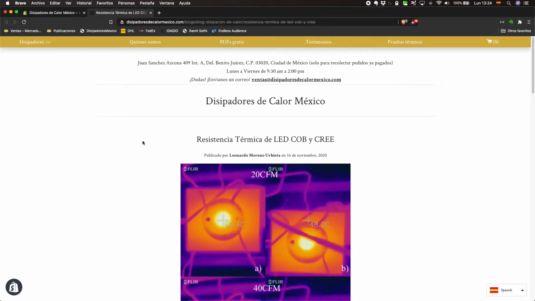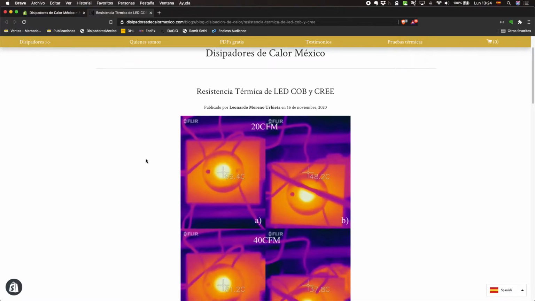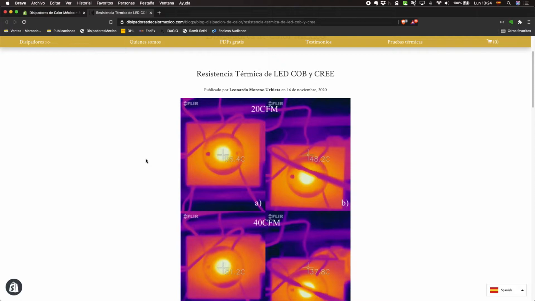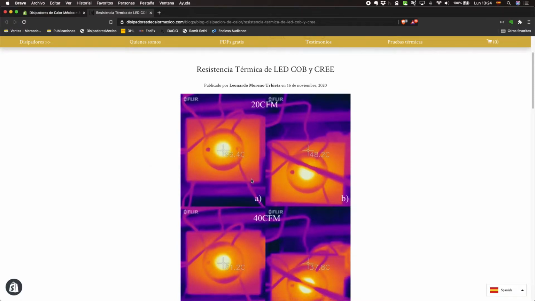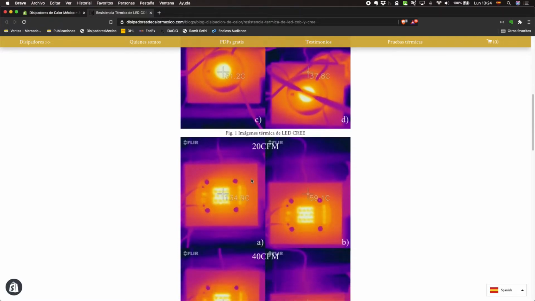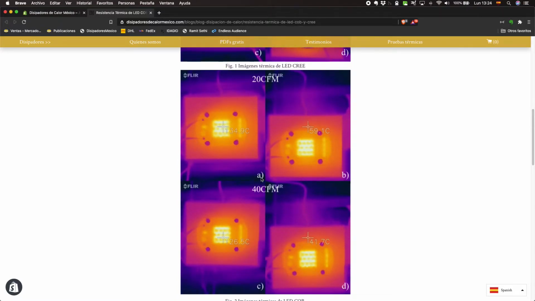So I decided to calculate the thermal resistance of both LEDs that I made measurements for in the last video. One of them is the CREE LED CXA3050, which is this one here in this thermal image, and the other LED is a COB LED rated at 50 watts.